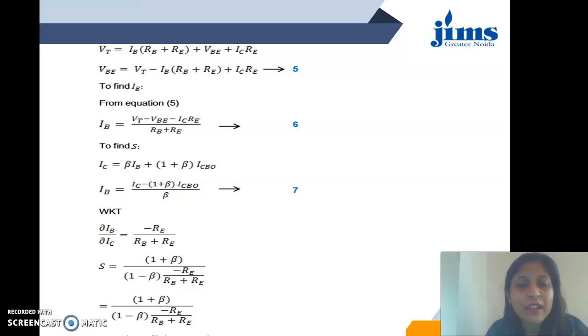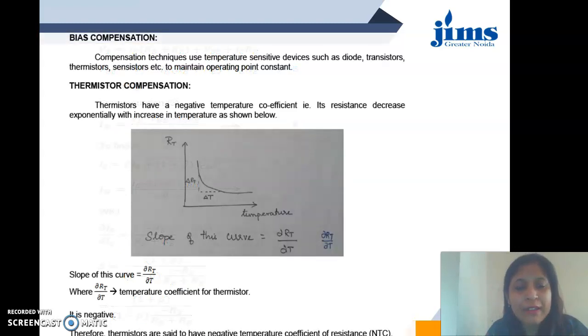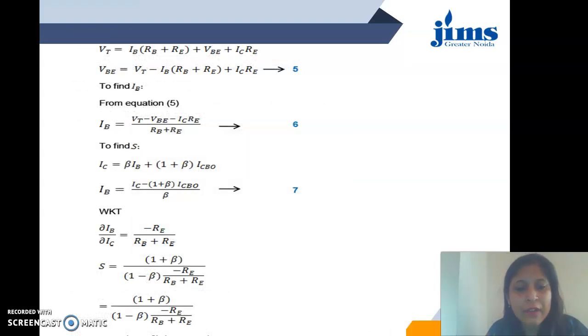So if we put this value of del IB upon del IC into the generalized equation of stability factor, which is 1 plus beta upon 1 minus beta into del IB upon del IC, so we are putting the value of del IB upon del IC as minus RE upon RB plus RE, and if we put it and solve it, we get S equal to 1 plus beta into RB plus RE upon RB plus RE plus beta RE. So this is the final S factor of this particular method.